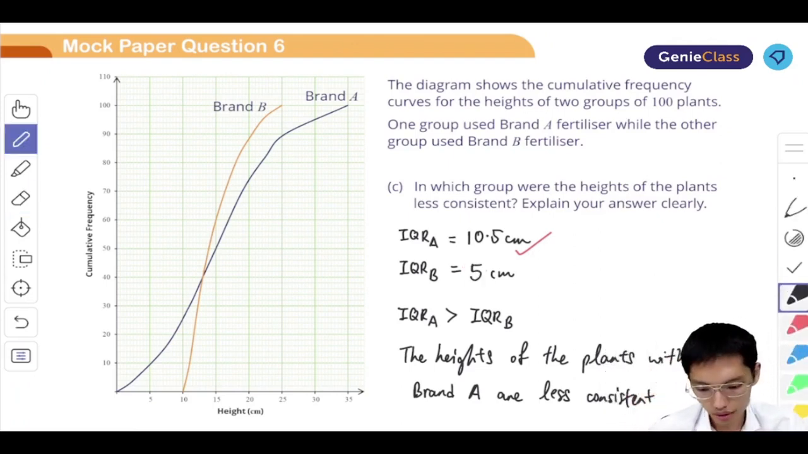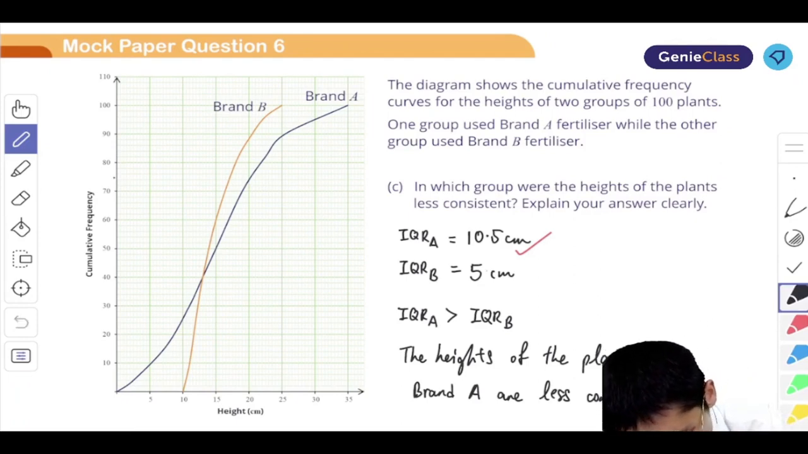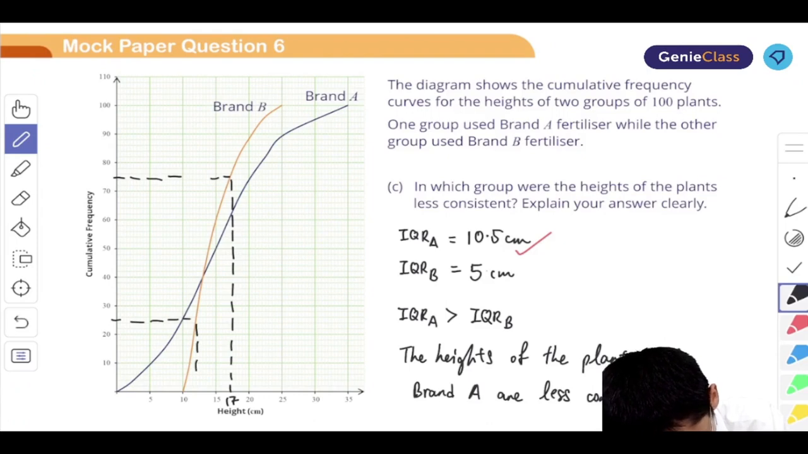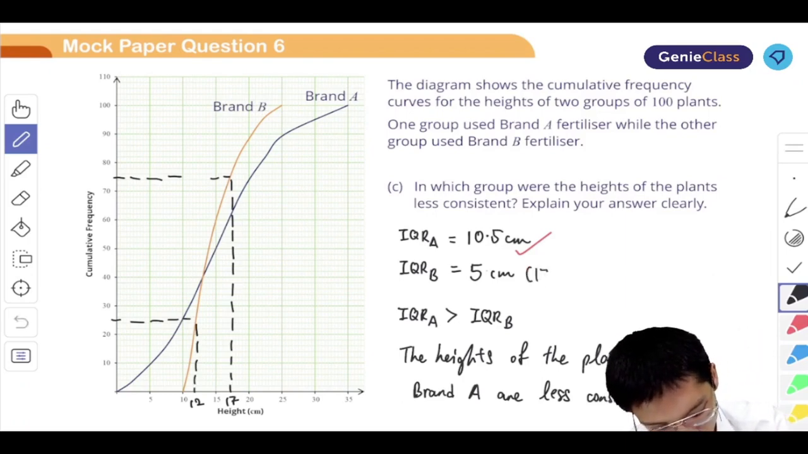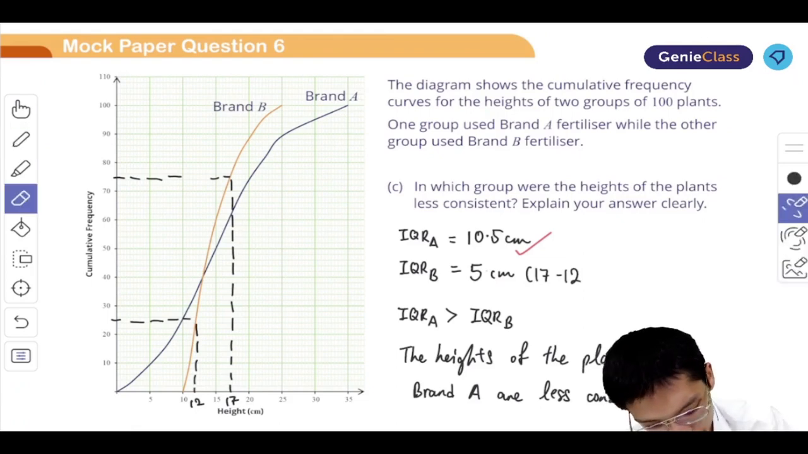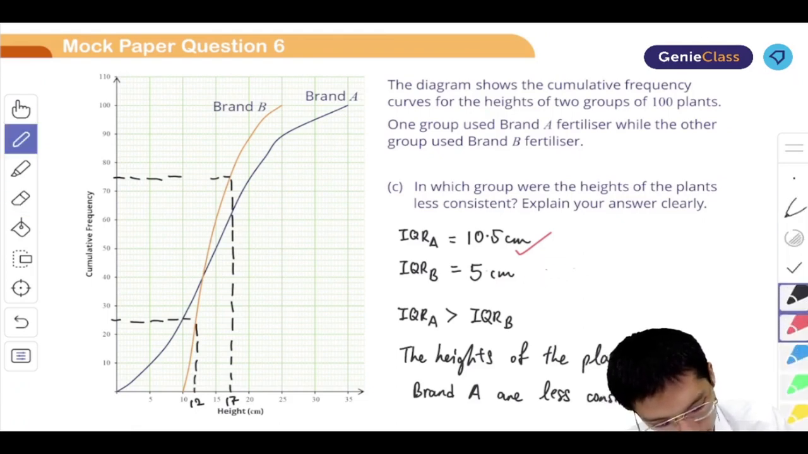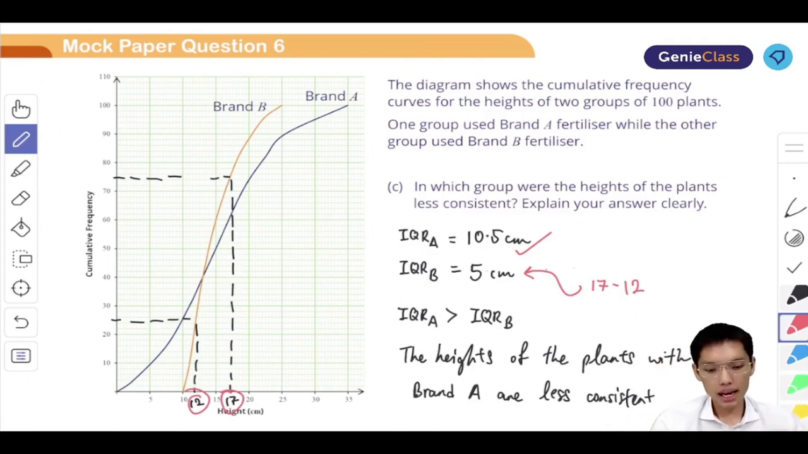If we were to calculate it again, 17 minus 2. Alright, I think we didn't calculate IQR of B, so let me just do it for you all. 75, it's going to be roughly here. Sorry for that. Yes, apologies for that. It's 17. And then 25, it's going to be here. It's going to be 12. 17 minus 12, that's where I'll get 5. Okay, sorry for the mistake over here. I just realized you all didn't calculate. So it's 17 minus 12. That's how you get 5. Okay, let me just do this for you. Okay, this is achieved by 17 minus 12. Okay, is this alright?